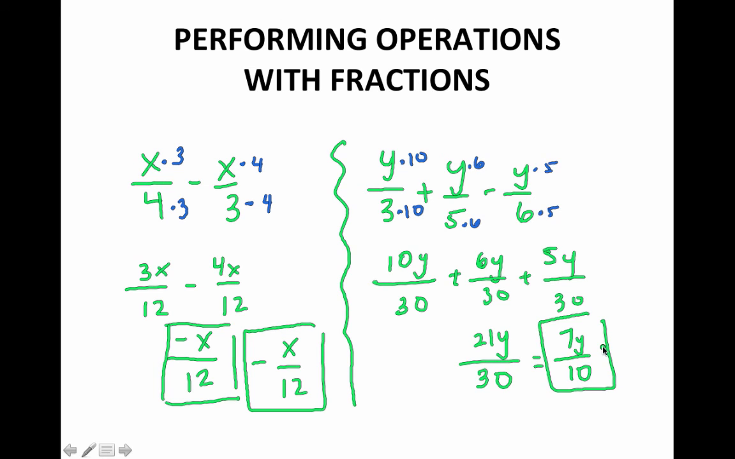Okay, welcome back. I found a common denominator of 30, so I have to multiply each fraction by a different number to get a denominator of 30. And then when I added it all together, I got 21y over 30, which then simplifies to 7y over 10 because 3 goes into both those numbers.